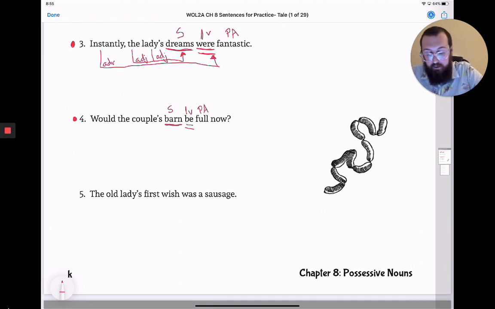Alright, now we go through. Oh, I forgot. This is a question, so that is starting with a helping verb. Would is a helping verb in this sentence. Now I can go through and do my modifiers. Whose barn? It's the couple's barn. So those are acting as adjectives. And now is telling me when. So it is acting as an adverb.